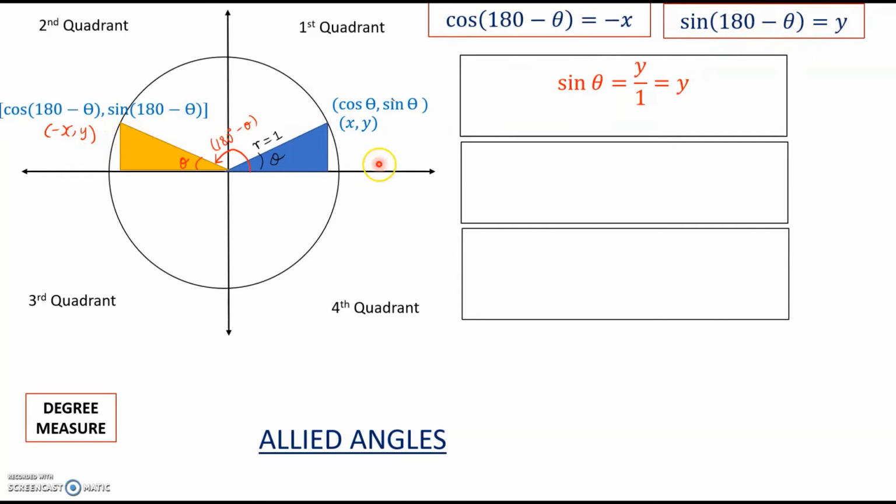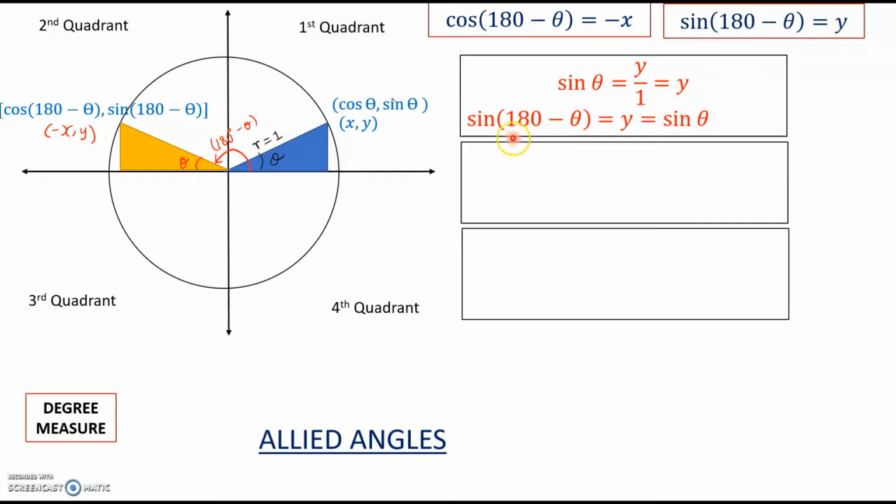Further, applying on this triangle, sin theta would be equal to opposite side, which is y, divided by the hypotenuse 1. So that's y. So we know that sin 180 minus theta is equal to y.